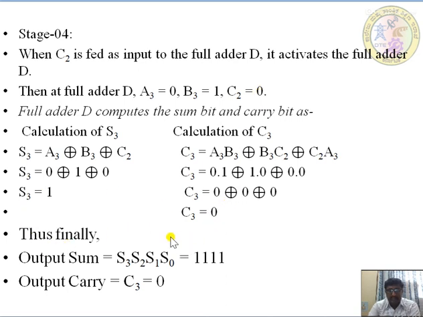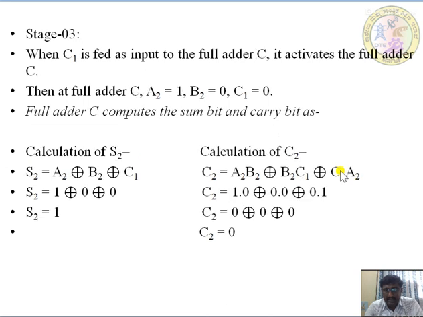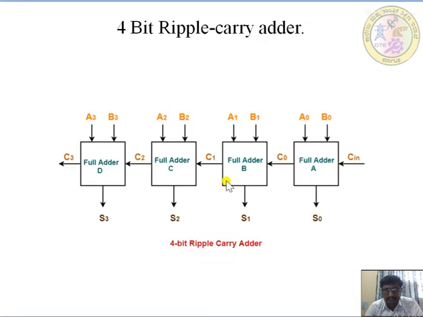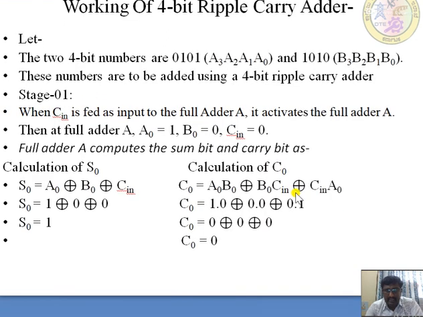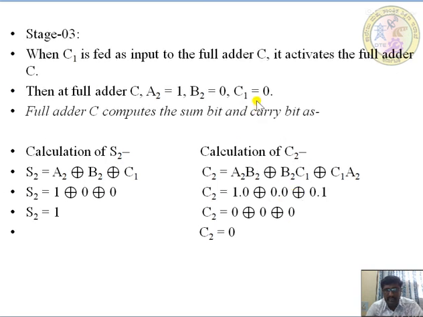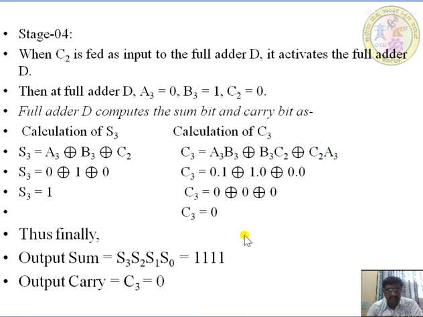At last, the output of the 4-bit ripple carry adder is S3, S2, S1, S0 equal to 1, 1, 1, 1, and C3 is equal to 0. The same question can be asked with a 3-bit ripple carry adder instead of a 4-bit adder. For that we will just take 3 full adders. We drop the A3, B3 stage and calculate only until stage 3, and the C2 we get will be the output.